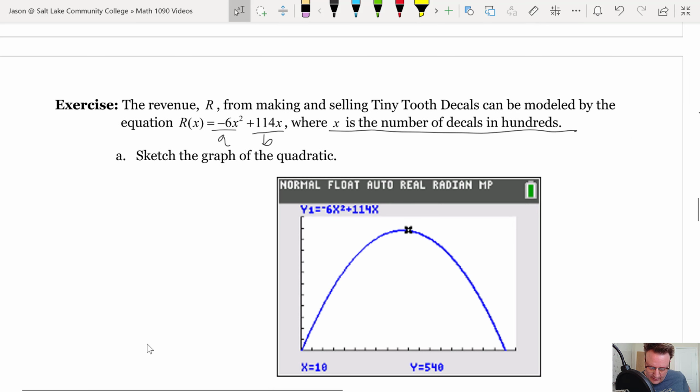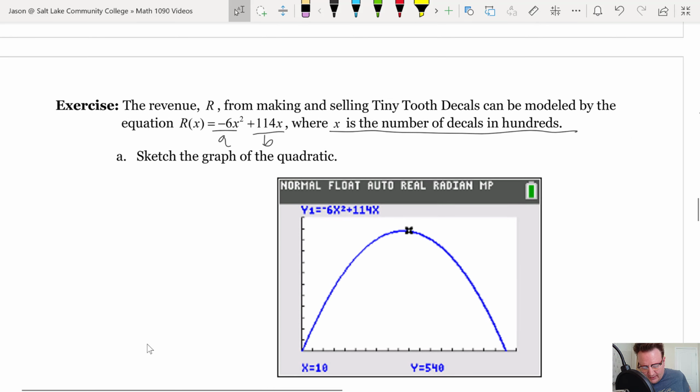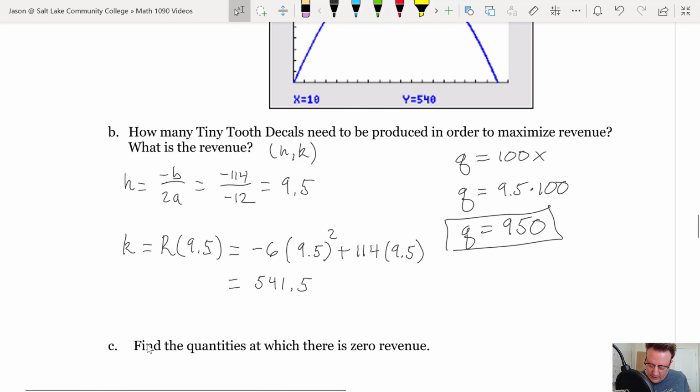And when we do, our profit will be 541.5. Well, it doesn't say what the units are of the y coordinate, but maybe dollars. Okay, so there we go. You've got to sell 950 decals to make $541.50 in profit.